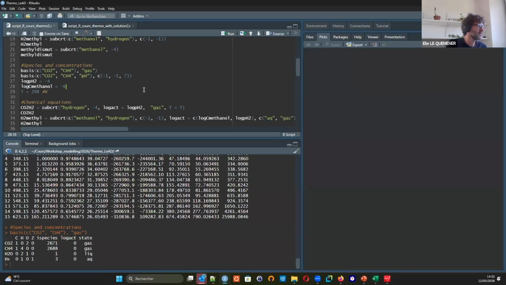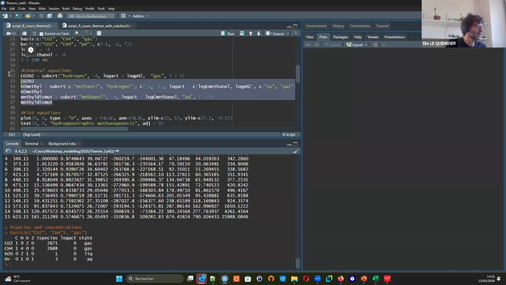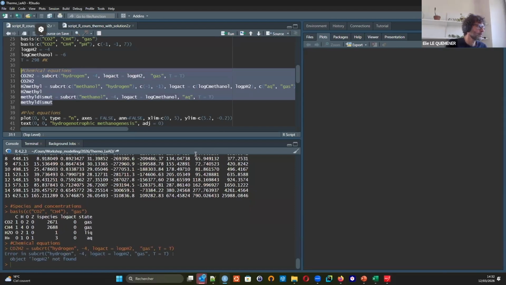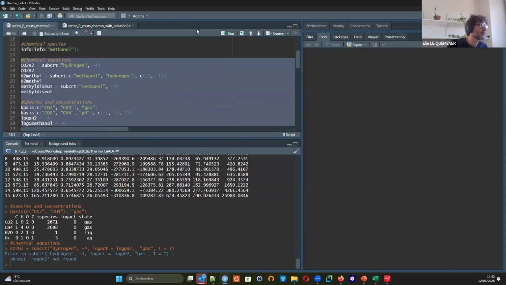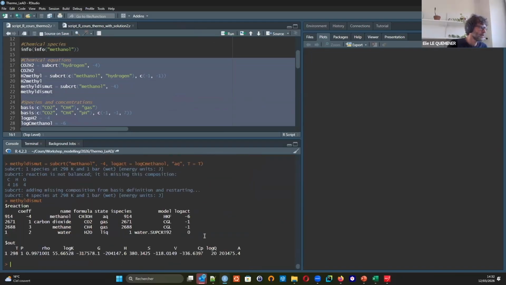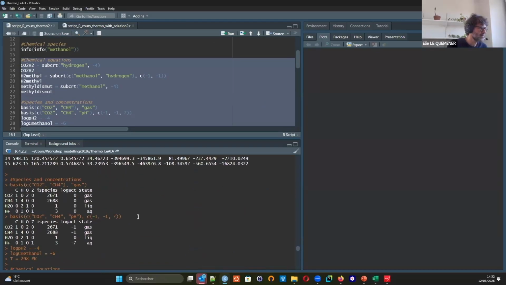And then this is for my basis species, and then I introduce a logarithm of partial pressure and of concentration for my other molecules. So for H2, pH2 is 10 to the minus 4, and for concentration of methanol, 10 to the minus 6. And I specify also the temperature. And when I do that, if I do again my computation of my system, you see the output is a bit different from before.